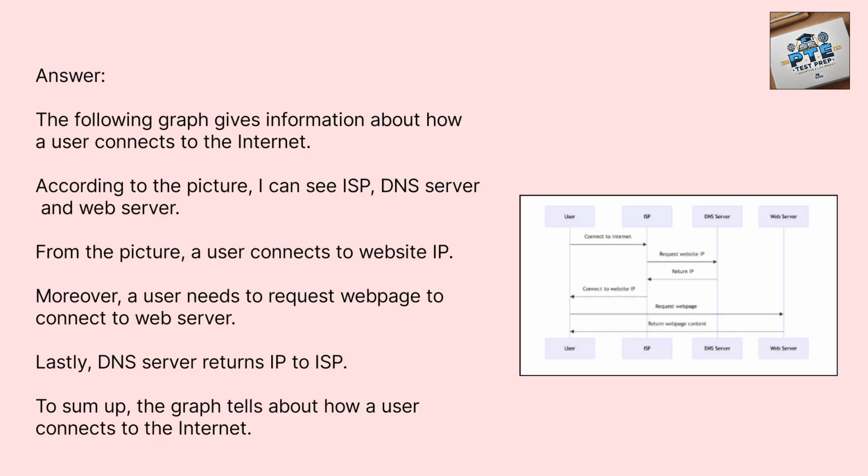The following graph gives information about how a user connects to the internet. According to the picture, I can see ISP, DNS server, and web server. From the picture, a user connects to website IP. Moreover, a user needs to request a web page to connect to the web server. Lastly, the DNS server returns the IP to the ISP. To sum up, the graph tells about how a user connects to the internet.